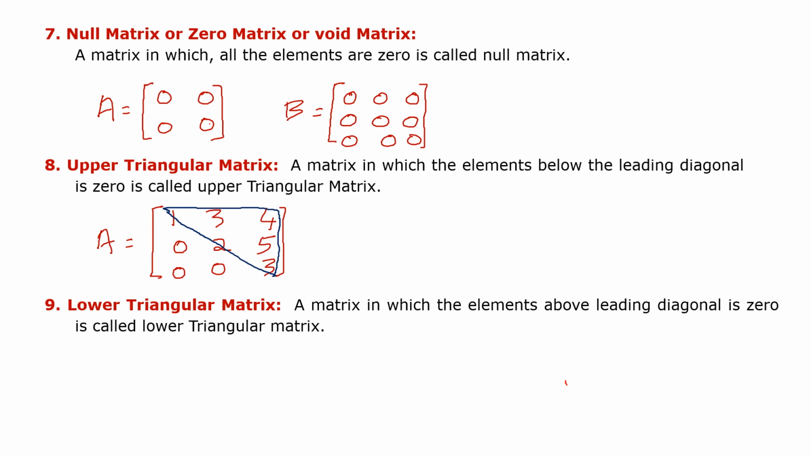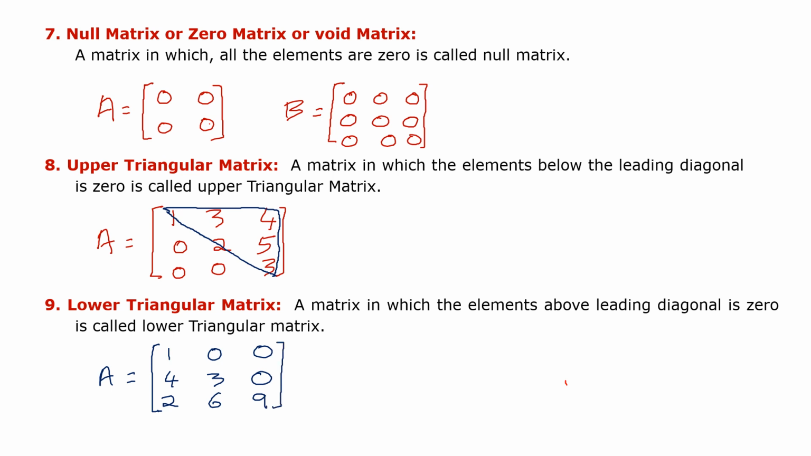So next one is the lower triangular matrix, exactly opposite. In this matrix, the elements above the leading diagonal should be 0. So not below. If it is below, then it is an upper triangular matrix. If the elements above the principal diagonal are 0, then it is called a lower triangular matrix. For example, here 1, 0, 0, 4, 3, 0, 2, 6, 9.